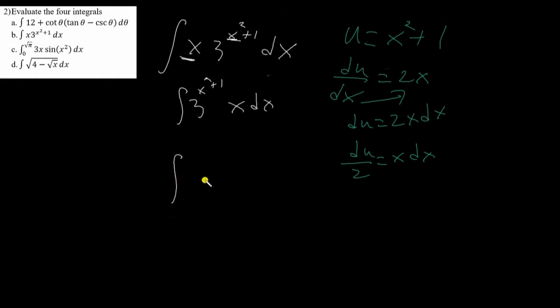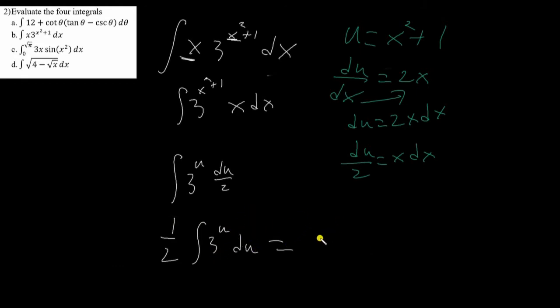So for the x squared plus 1, that's equal to u. So this is 3 to the u. And then instead of x dx, I'm putting du over 2. And then the 1/2 can come out to make the integral look pretty. And then we're integrating 3 to the u, not e to the u. And you should remember how to do that.